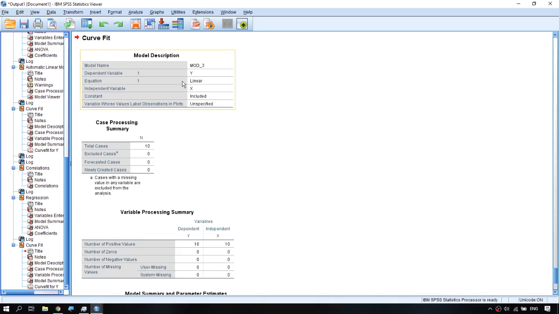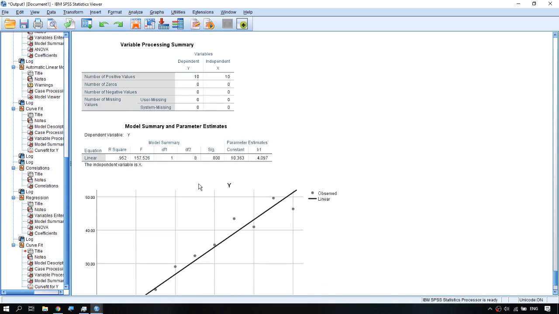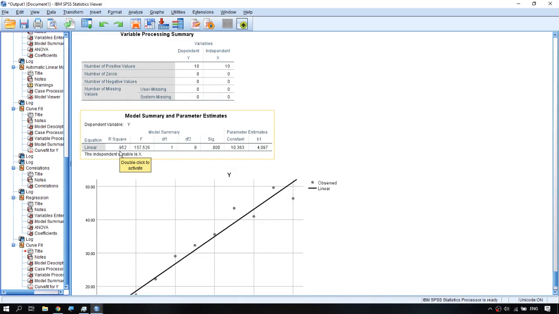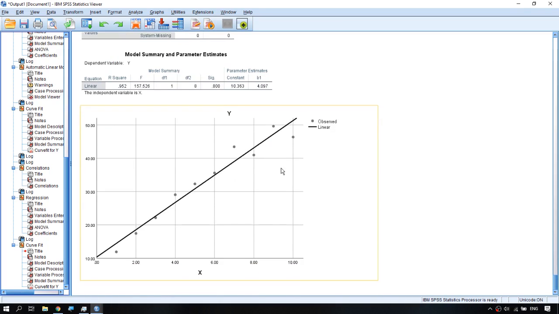So here you have a few tables, and in one of the tables, you have the r squared, again the same value of r squared, and you also have the two coefficients here. This is the constant term, and this is the coefficient of the variable x, or the slope. What is different from the previous analysis is that now we also have a plot. And here you see the data points and also the straight line.